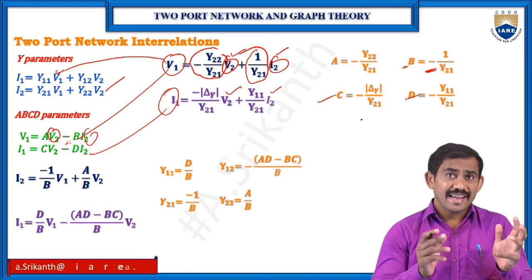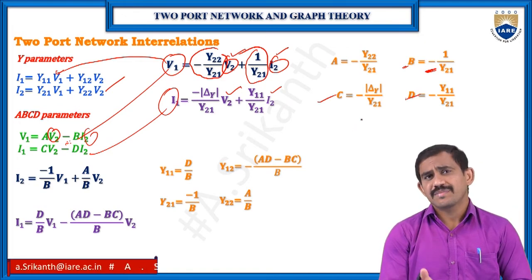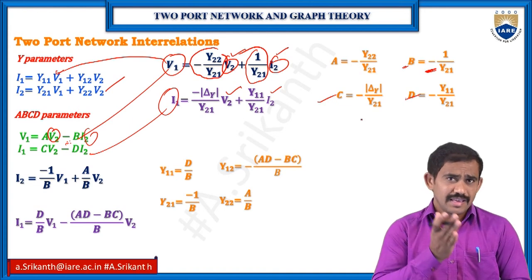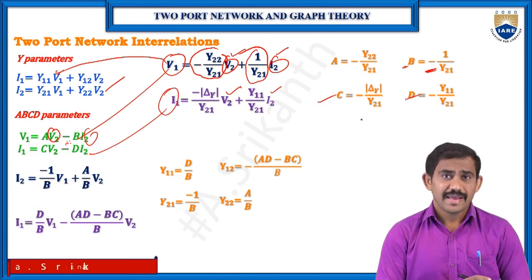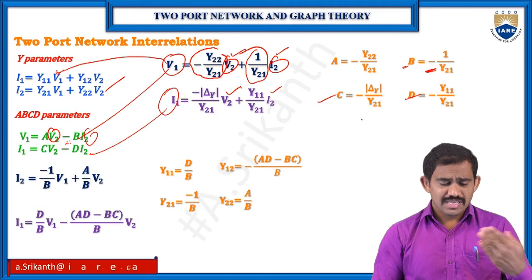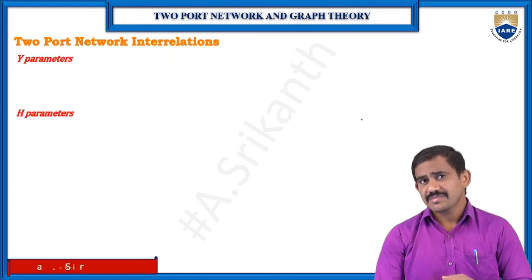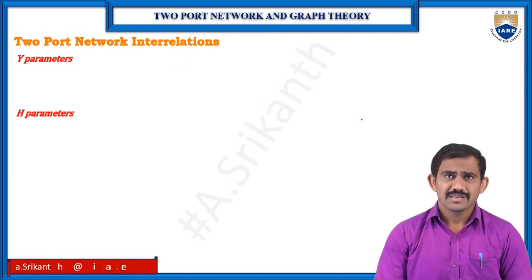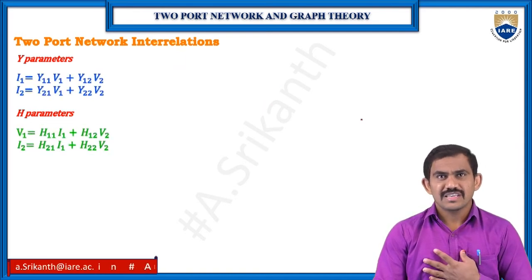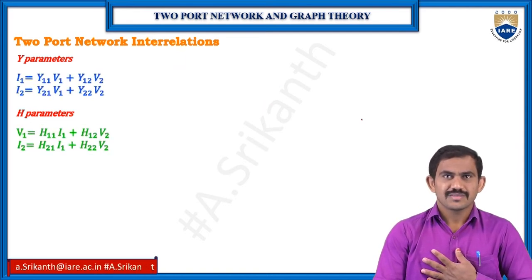So this is about when I know Y parameters, I can find out ABCD parameters. Same thing, when I know ABCD parameters, I can find out Y parameters. Same thing, when I know Y parameters, I can find out H parameters. Same, H parameters, Y parameters. So just compare again which equation is better for us.